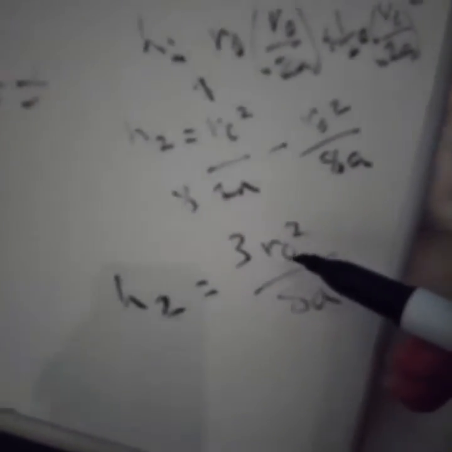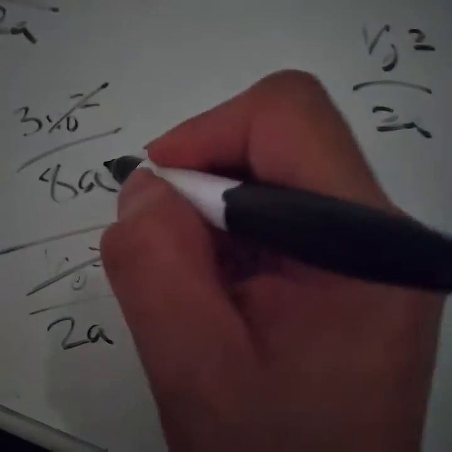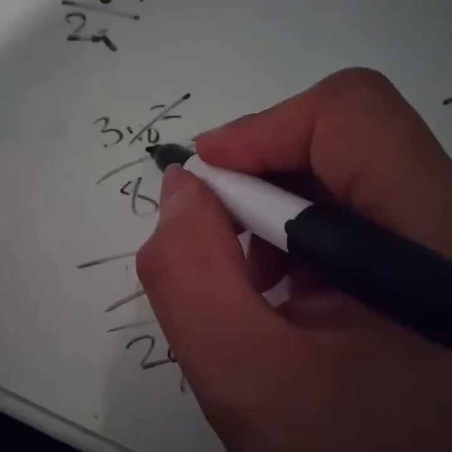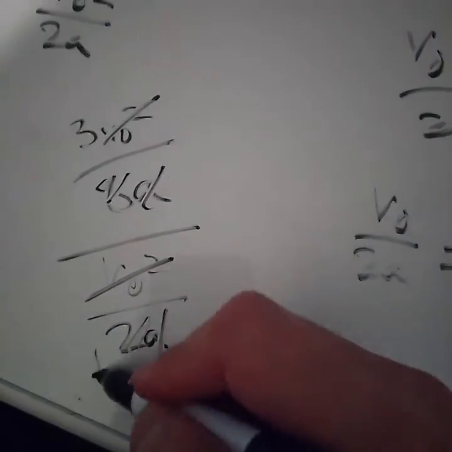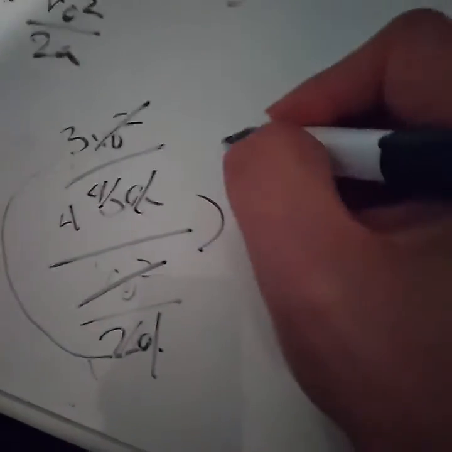So we're going to set it up into a ratio to find out what fraction of the maximum height this is. The maximum height is our denominator, so we have VO squared over 2A. Then we put 3VO squared over 8A as our numerator. Now we cancel: VO squared cancels, A cancels, and 8 and 2 become 1 and 4. Then we have 3 over 4.